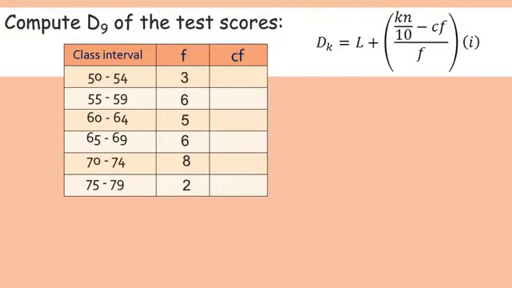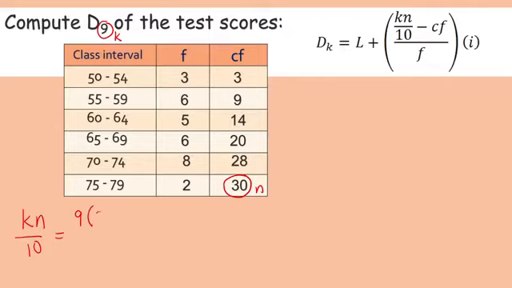We have here the ninth decile. So we are simply looking for the ninth decile now. It's the same CF. You have 3, 9, 14, 20, 28, and 30. So the value of K here is 9. The value of N is 30. So using again the formula Kn over 10. So this is 9 times 30 divided by 10 is how much?